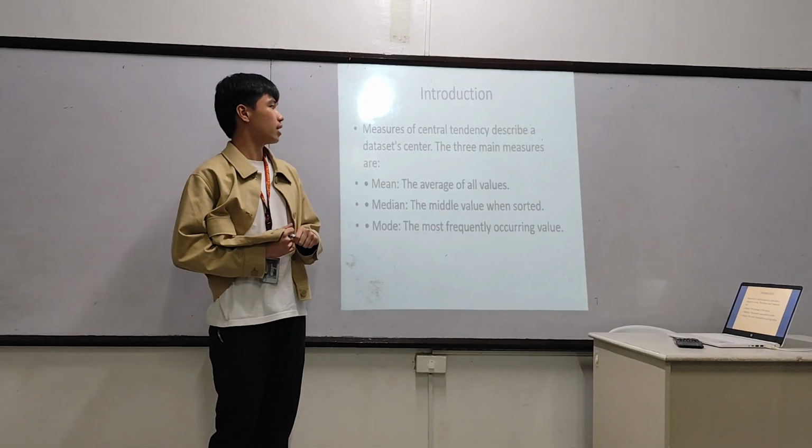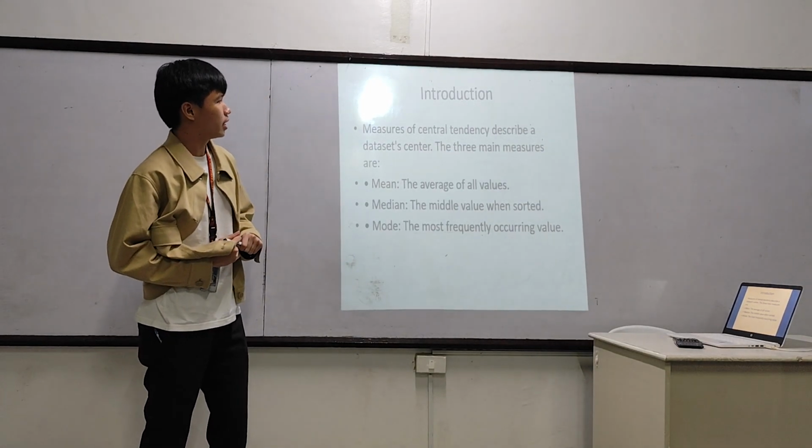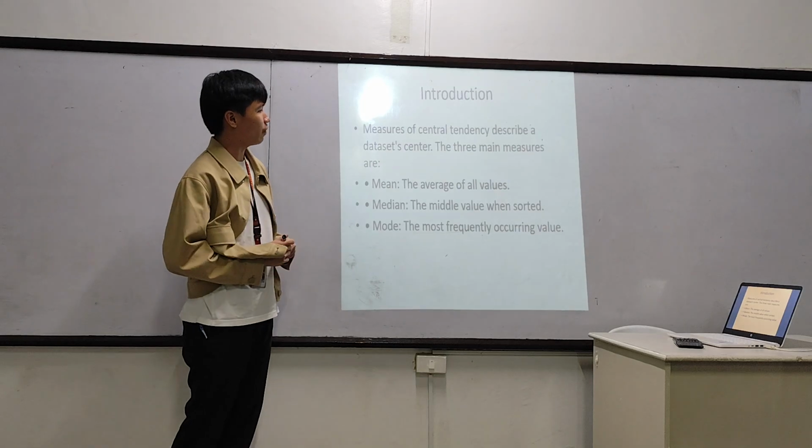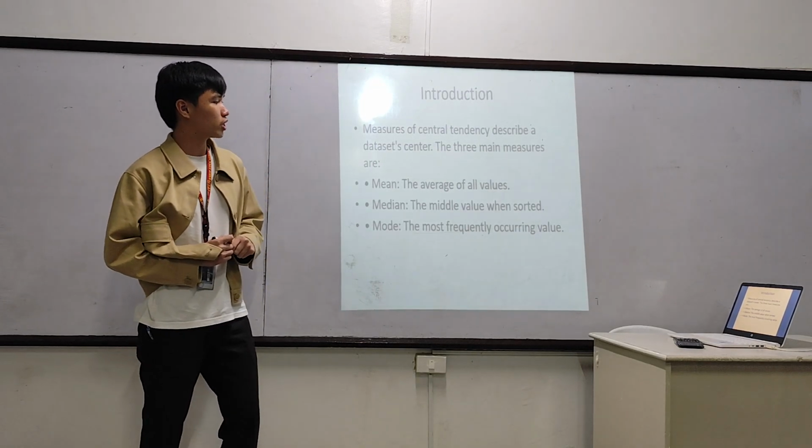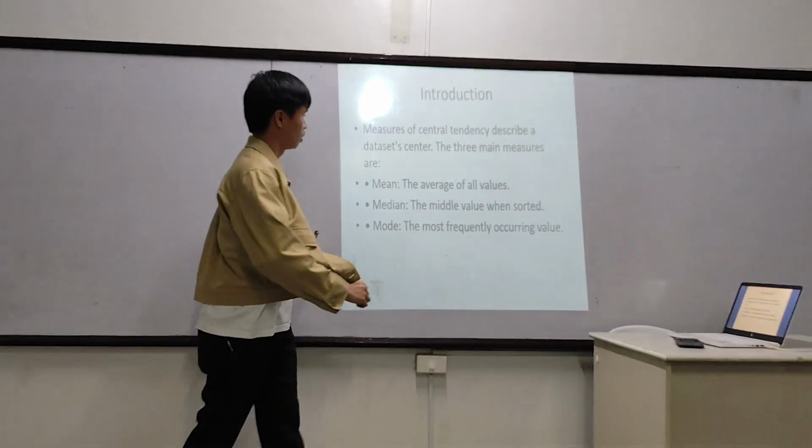Introduction. Measures of central tendency describe a data set's center. The three main measures are mean, the average of all values; median, the middle value when sorted; and mode, the most frequently occurring value.